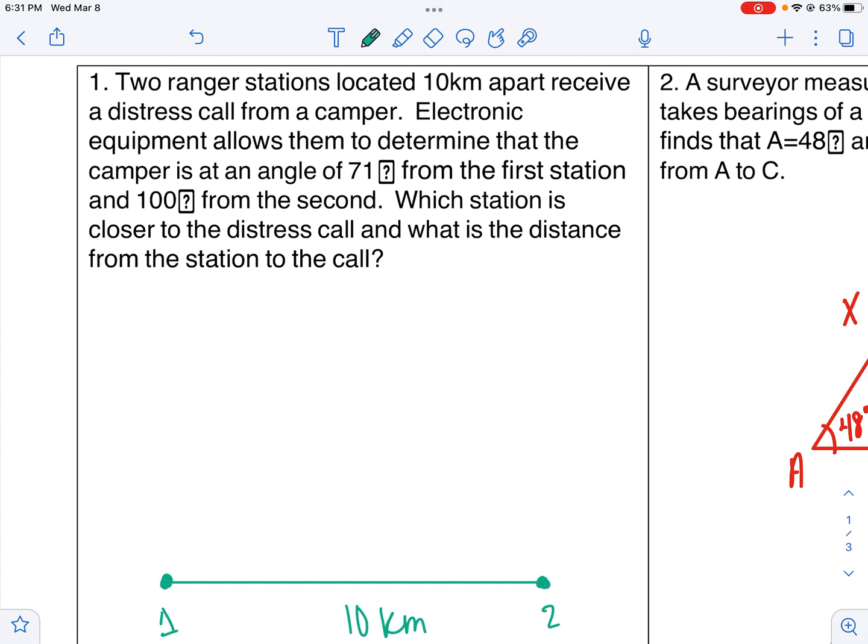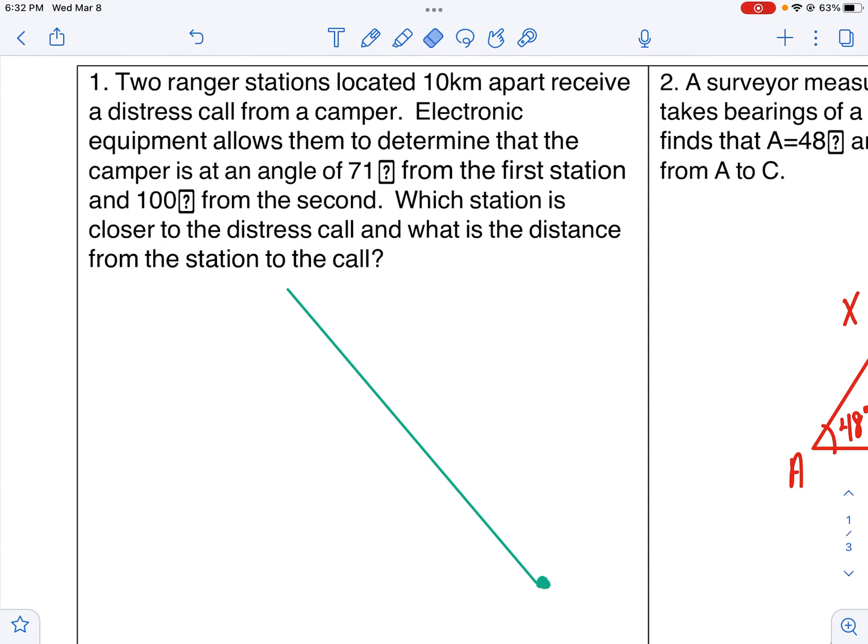Electronic equipment allows them to determine that the camper has an angle of 71 degrees from the first station, 71 degrees from station 1, and 100 degrees from station 2.